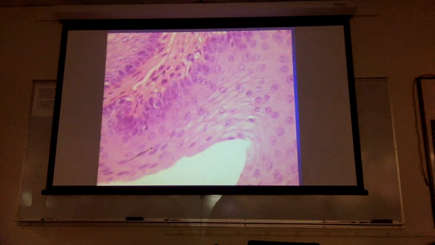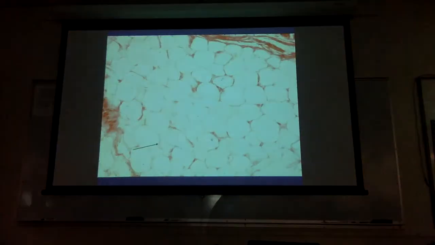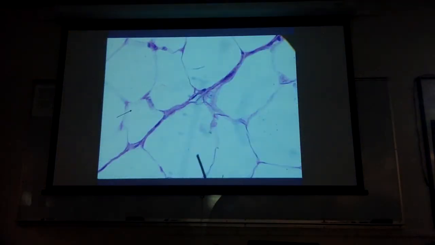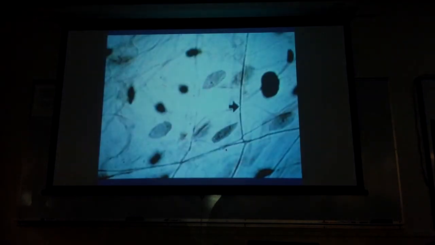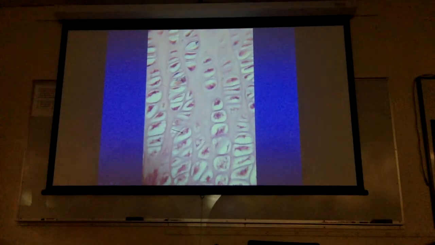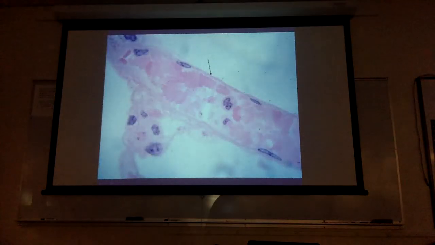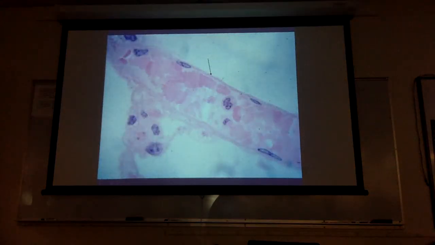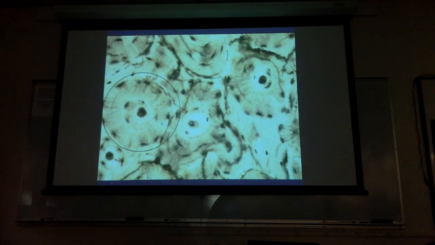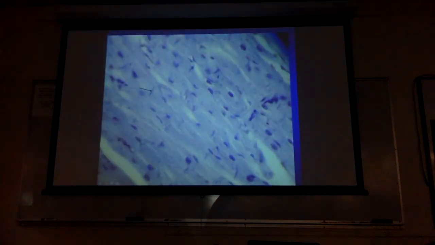Okay, what's this one? Stratified squamous epithelium. What's this tissue? Adipose tissue, and this is adipose tissue, and this is areolar connective tissue, and this is hyaline cartilage, right? What's this tissue? Simple squamous. Good. What's this? Bone, and specifically this area is called an osteon. Good. What's this? Cardiac muscle.